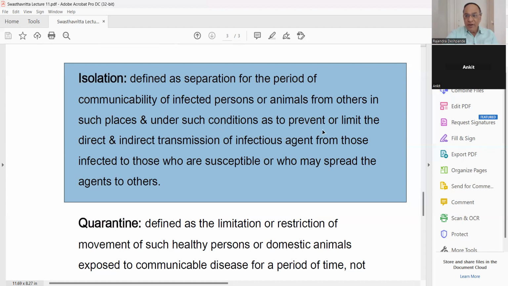Under such conditions, to prevent or limit the direct or indirect transmission of infectious agents from those infected persons, that is patients, to those who are susceptible. We were always taking care at that time of small children, like infants below the age of 1 year, and very old people, who may spread the agents to others. For example, if a person is always traveling, then we have to take care that he should not go to that patient's room. That is called isolation.